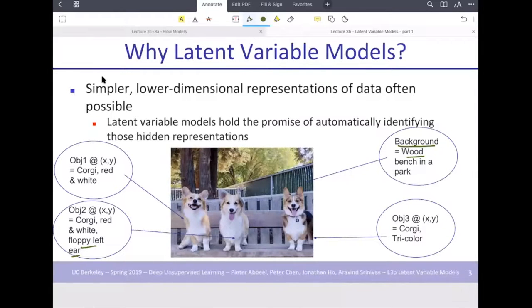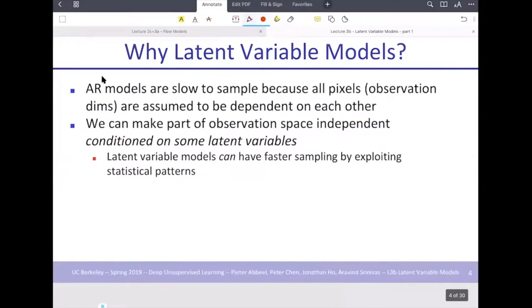So for example, previously, let's say we have a pixel. If we have a pixel over here, it depends on all the previous pixels above and on the same row, right? But for latent variable models, it can automatically find these three objects, for example. And so this representation, these statistical patterns, are automatically captured by the latent variable model. Yeah, so as a result, latent variable models can have faster sampling.